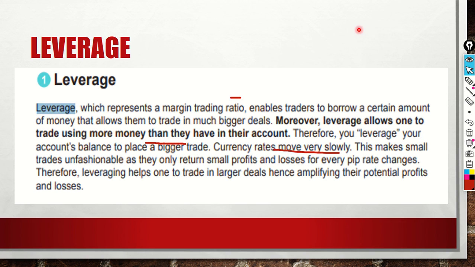On the next slide here, I'm going to define leverage. Let me read the definition for you. Leverage, which represents a margin ratio, enables a trader to borrow a certain amount of money that allows them to trade in much bigger deals. So with me leveraging my account, it's like a loan that I'm being given by a broker.